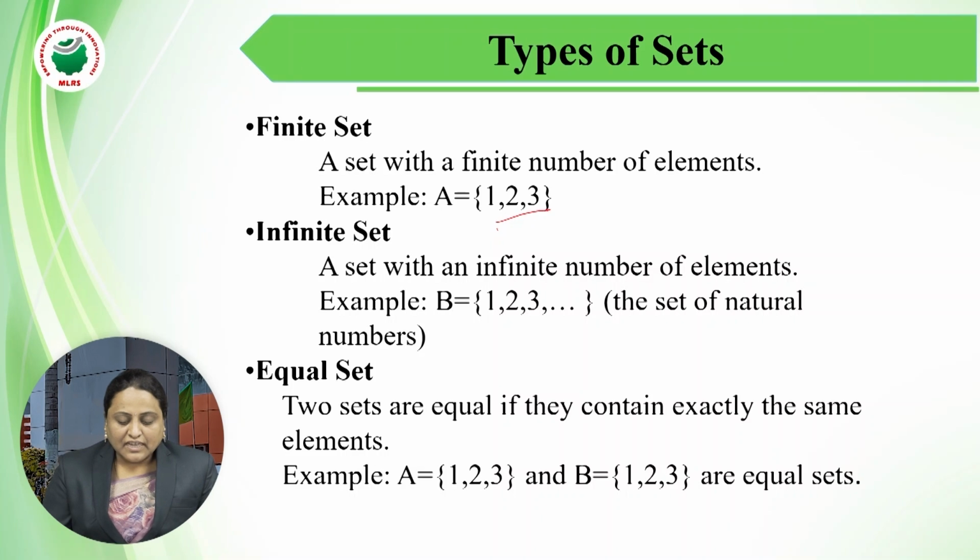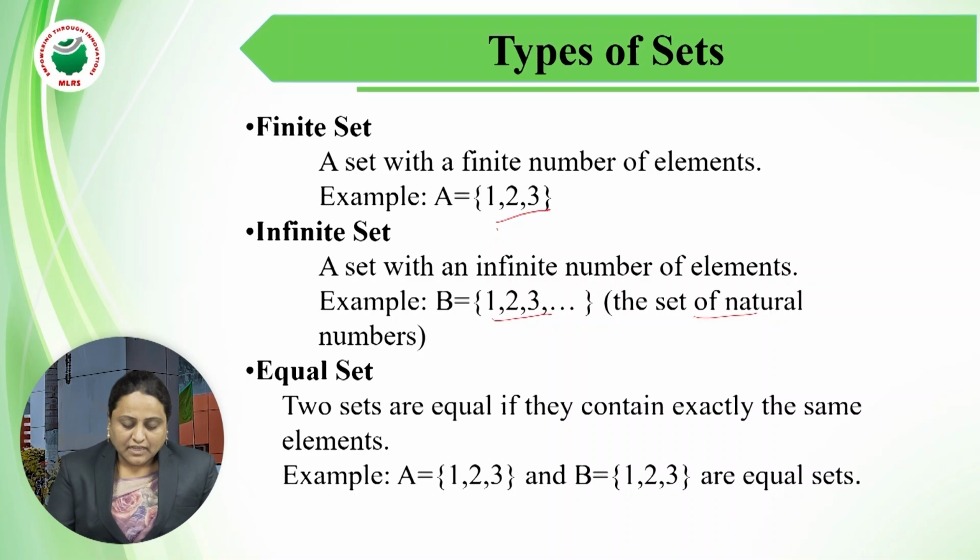The second one is the infinite set. A set which contains elements that are not countable, where the number of elements leads to infinity, is called an infinite set. Infinity means we don't know where the ending point is or where the elements will stop. Here we have B equals {1, 2, 3, and so on}, which is nothing but the set of natural numbers. It keeps on continuing, there is no ending point. Such sets are called infinite sets.